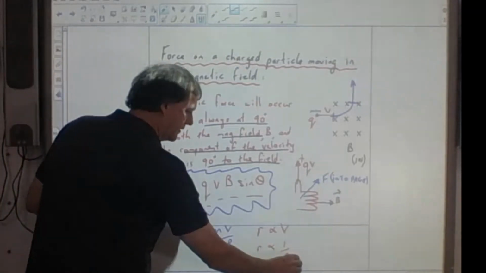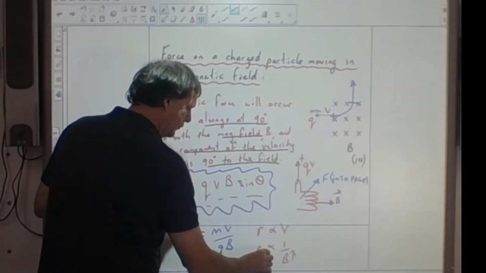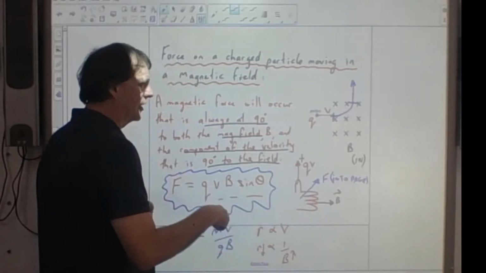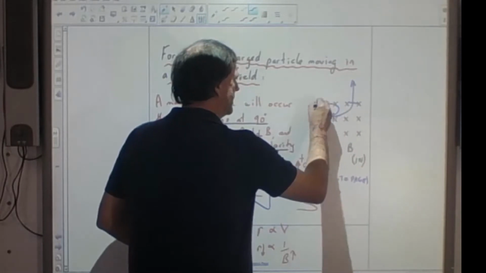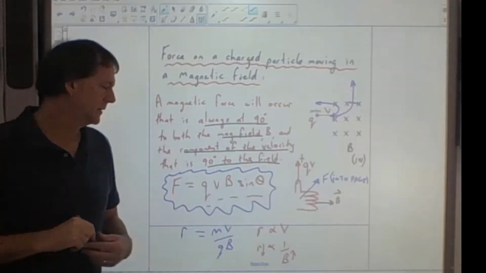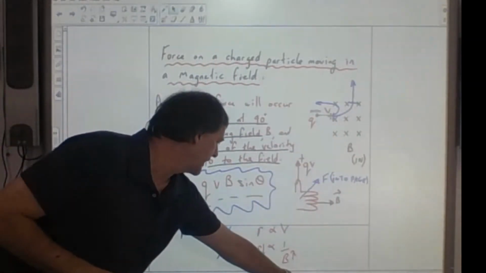A larger field strength would exert a larger force and cause this radius to go smaller, and it would be a tighter circle, coming in something like that. And it might come in like that and actually do a half circle and come back out again. All right? So that's a very useful formula there.